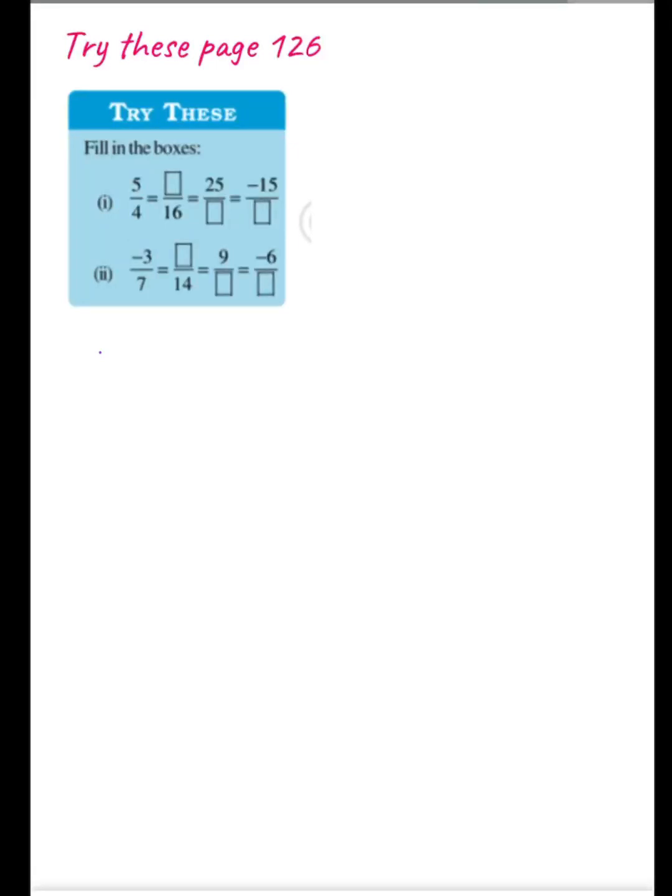Today, let's discuss questions under the heading Try This in page number 126. So, our first question is fill in the boxes. That is 5 by 4 equal to dash by 16. First, let's find it. 5 by 4 equal to something by 16.